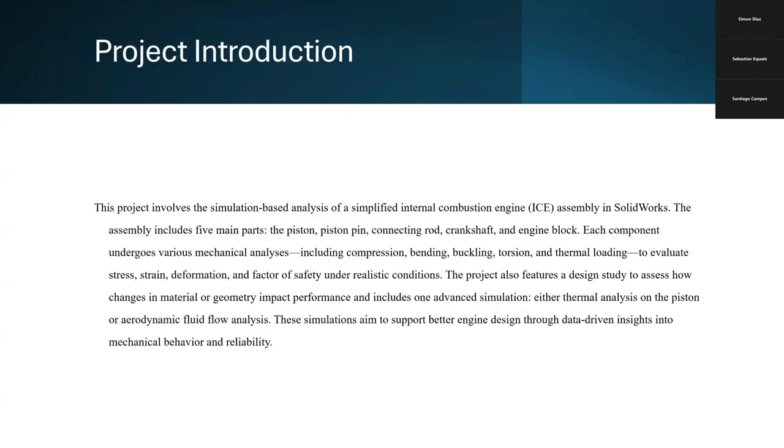This project involves the simulation-based analysis of a simplified internal combustion engine assembly in SolidWorks. The assembly includes five main parts: the piston, piston pin, connecting rod, crankshaft, and engine block. Each component undergoes various mechanical analyses, including compression, bending, buckling, torsion, and thermal loading, to evaluate stress, strain, deformation, and factor of safety under realistic conditions.